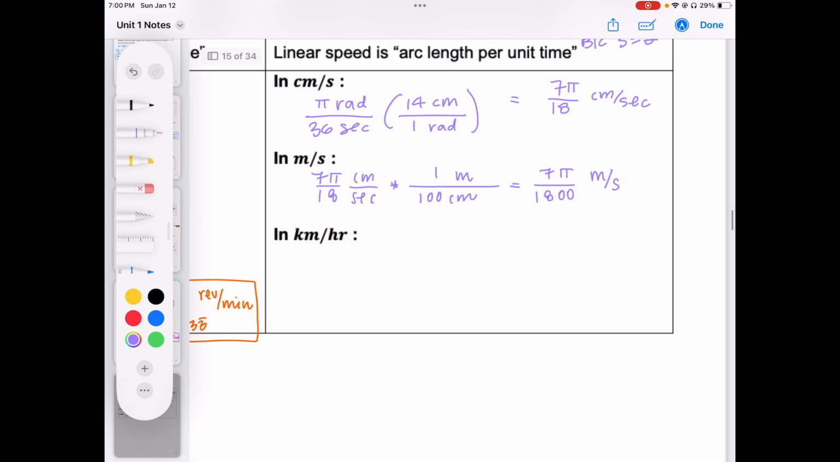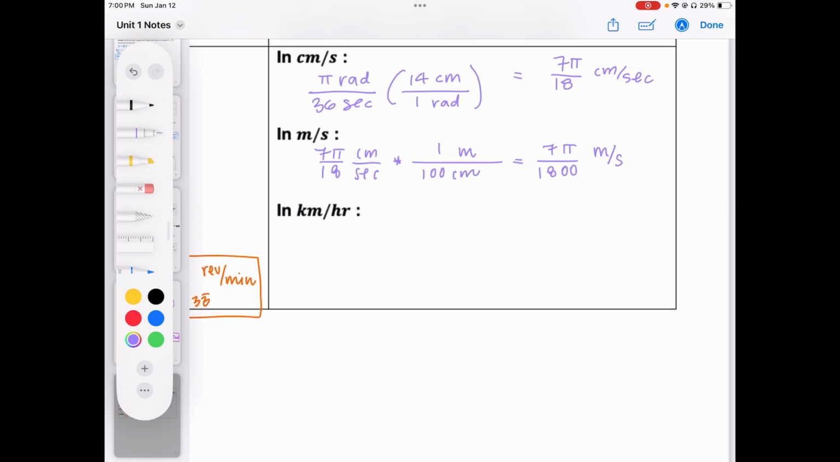And finally, in kilometers per hour, we need to convert meters to kilometers as well as seconds to hours. So I'll go ahead and take 7 pi over 1800 meters per second. Meters on the bottom, kilometers on top. There are 1,000 meters in 1 kilometer, and there are 60 squared seconds in 1 hour. So 60 seconds in a minute and 60 minutes in an hour. So I'll just combine those.